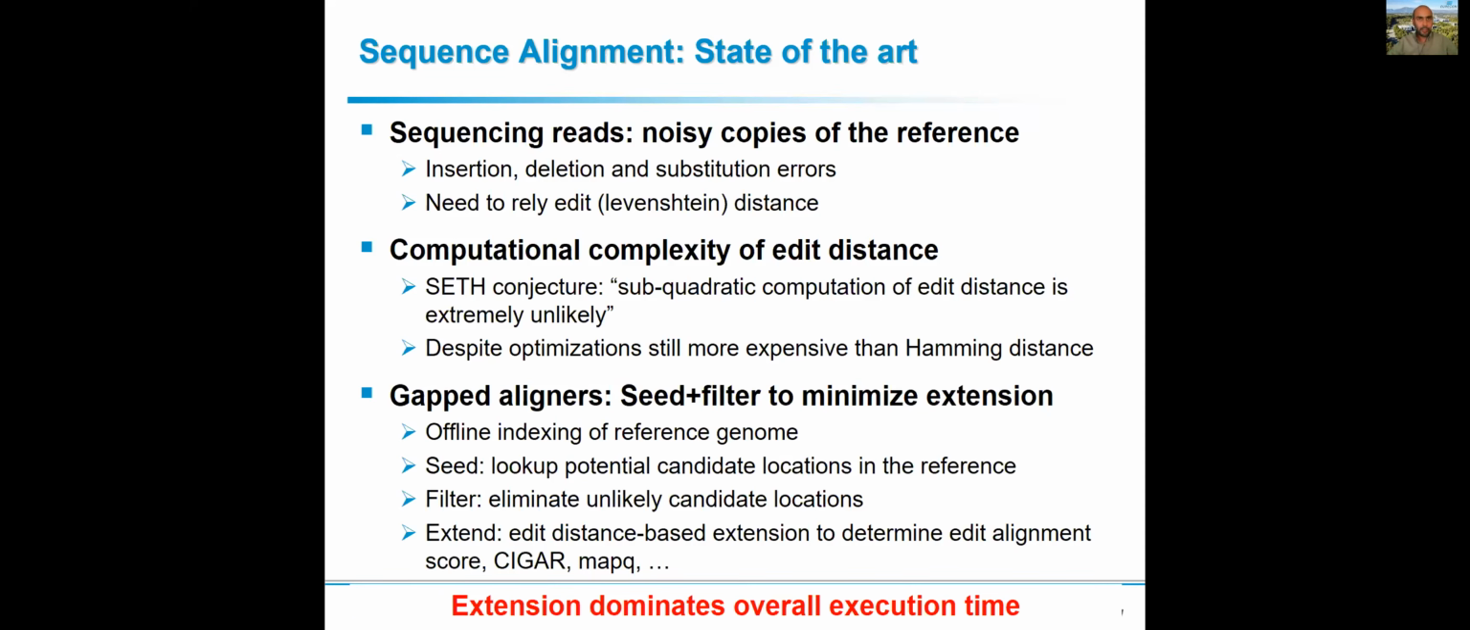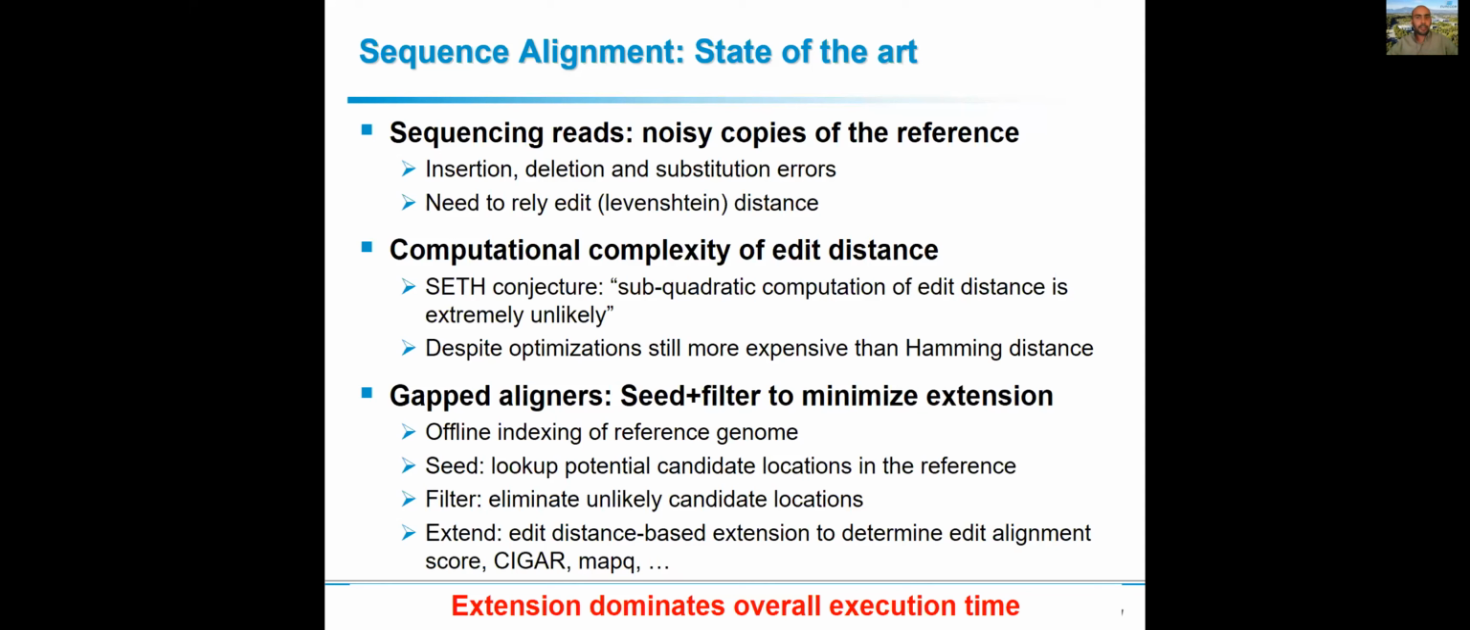The filtering phase is then going to eliminate unlikely candidate locations. And here is the most important part of basically making sure that you don't do unnecessary edit computations at candidate locations which are unlikely, right? So the filtering stage is going to be the one that provides maximum improvement in terms of performance. And then finally, you have the extension stage where, whatever comes out of the filter, you apply your edit distance based extension to determine your alignment score, your CIGAR, your mapping qualities, and all the great goodness, right?